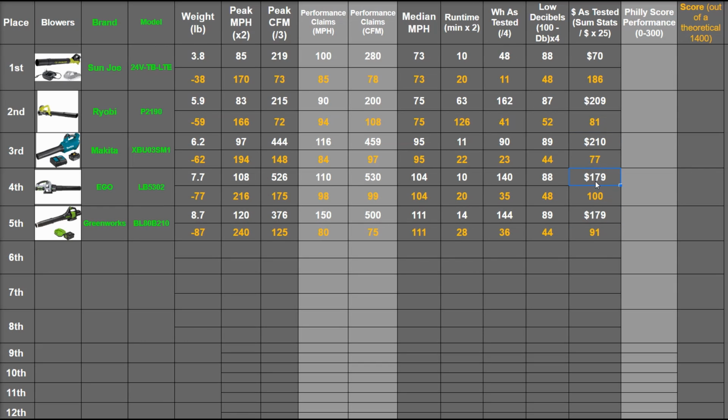Now for the Philly scores, these are out of 300 and assigned by Jim from Philly Fix using each of these blowers, and was also weighted heavily based on the amount of time it took to complete his leaf test. Jim gave the Sunjo a measly 180, the Ryobi a bit higher at 200, the Makita 235, and the Ego 250 with the Greenworks at 260. After all, he had no idea about how close these tools came to their marketing claims. He's just using them like you would be.